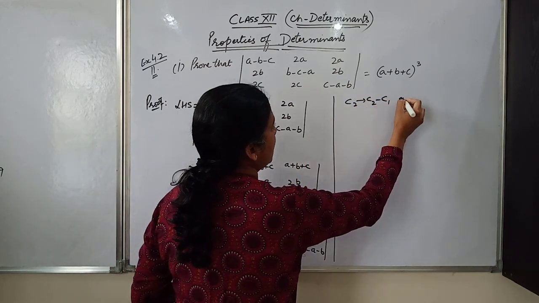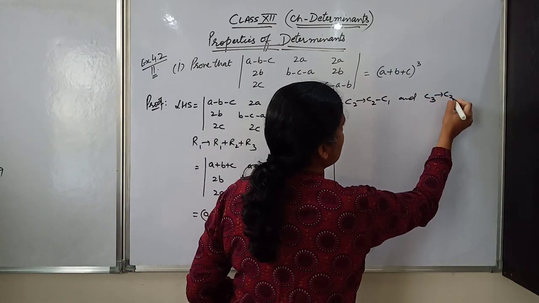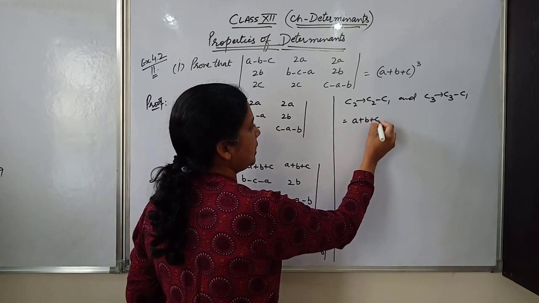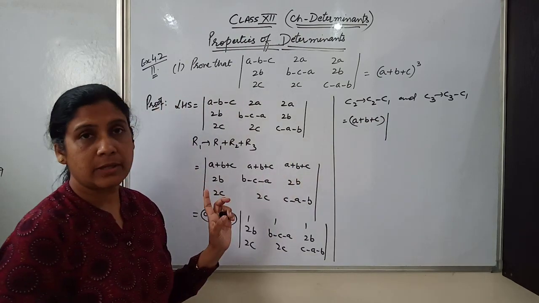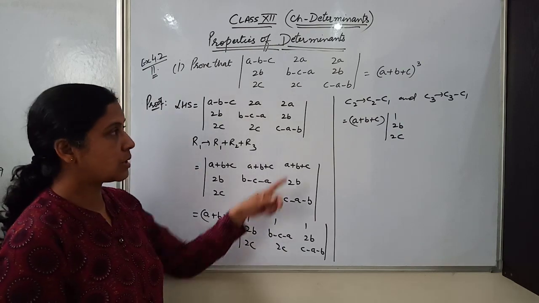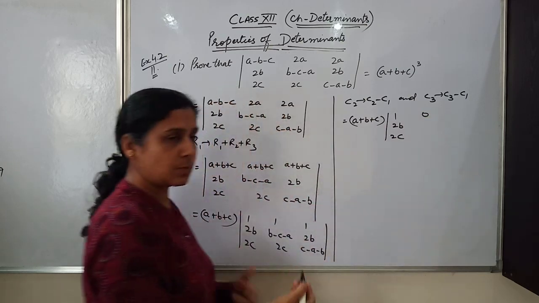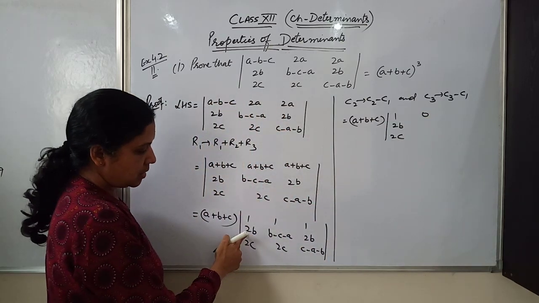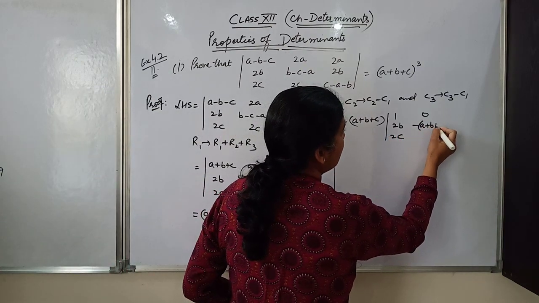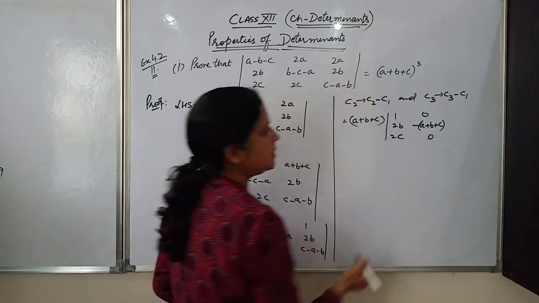So the operation will be C2 such that C2 minus C1. At the same time, C3 such that C3 minus C1. The common factor out will be written as such only, no changes. C1 cannot have any transformation, so it has to be written down the same. Now I'm going to start with C2 such that C2 minus C1. 1 minus 1, 0. Corresponding entries have to be subtracted. B minus 2b, that is minus b. Minus c minus a, so it is actually minus of a plus b plus c. 2c minus 2c, again 0.